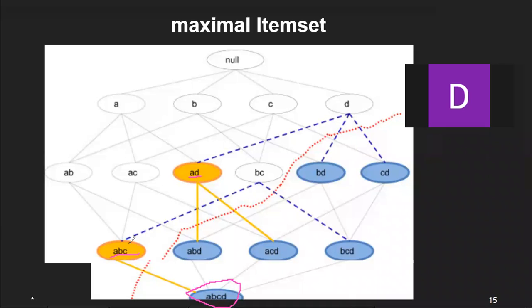ABCD is a superset of ABC also. Okay, so I hope everyone is clear now. For ABC the superset is ABCD, and that is infrequent. Why? Because ABC is maximal frequent. I hope everyone agrees with this.